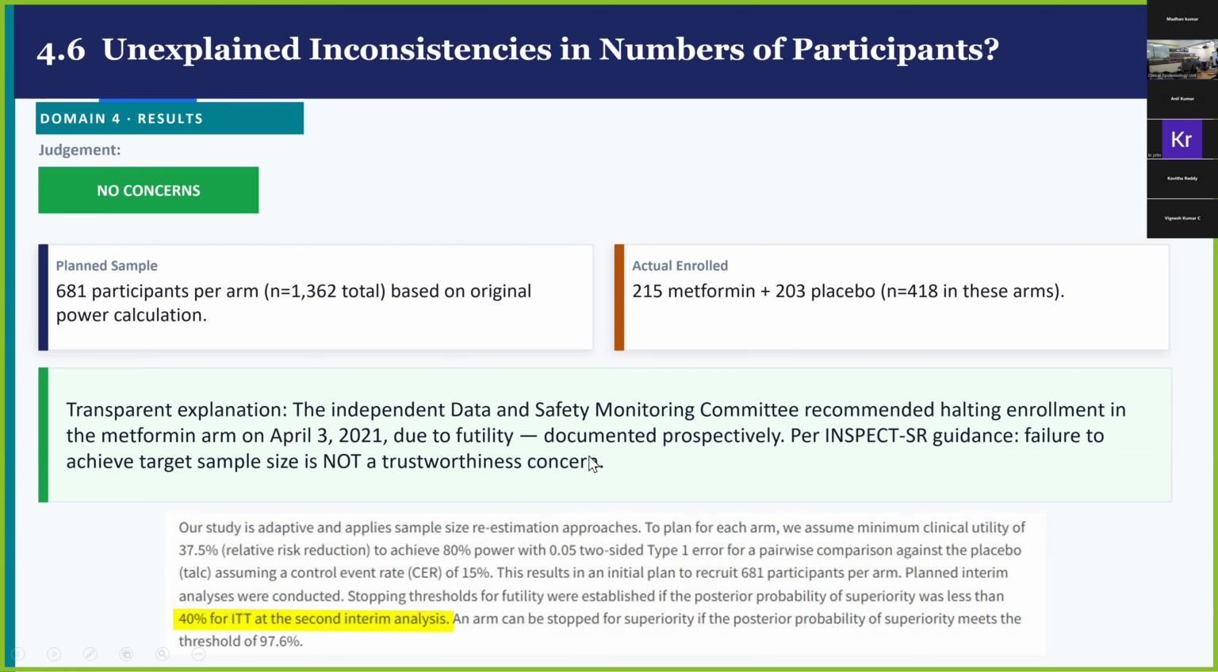But despite this, we have given no concerns, because in the study protocol they have said that they will be stopping the study for futility if they found out that the probability of superiority was less than 40% for intention to treat analysis when they did the second interim analysis. So because their posterior probability was only about 28%, they decided to stop the ongoing recruitment, which did not give us any sense of concern.